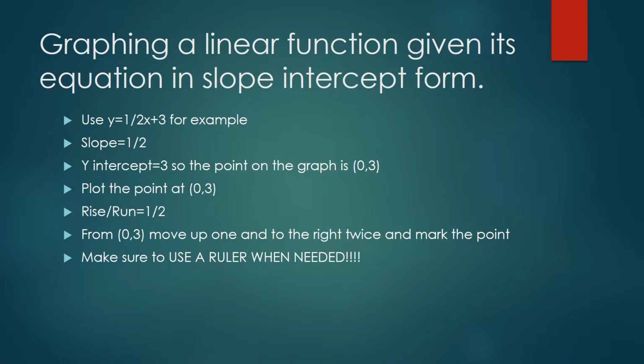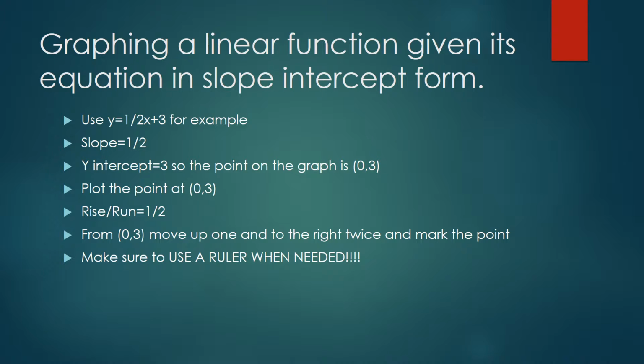Graphing a linear function given its equation in slope-intercept form. Use y equals 1 over 2x plus 3 for example. The slope is always going to equal what mx equals, so the slope is going to be 1 over 2. Our y-intercept here is 3, so the point on the graph is (0, 3). Plot the point at (0, 3), and always remember that rise over run equals 1 over 2.